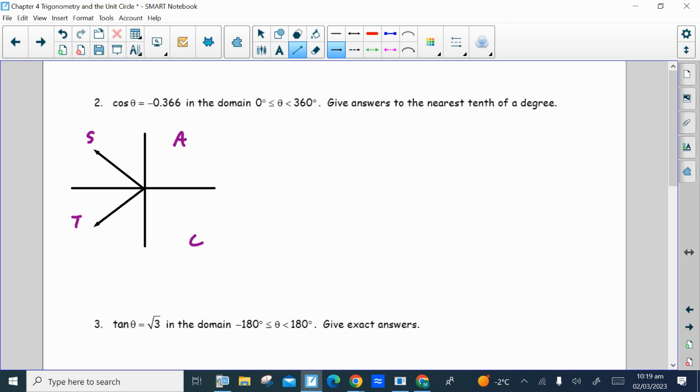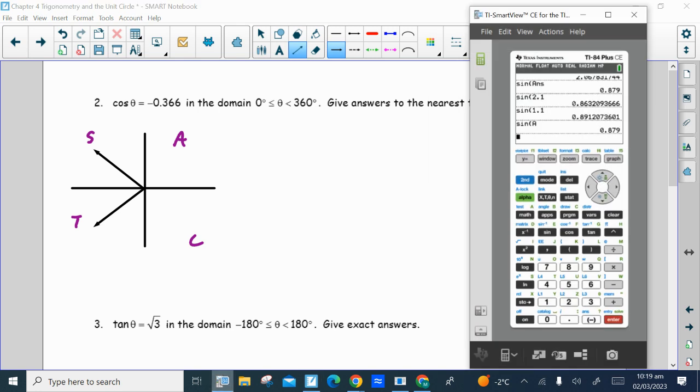And our reference angle will be the same. No matter whether you're in quadrant 2 or quadrant 3, the reference angle will be the same. To find out what that is, we have to be in degree mode. And then we will go second function cosine of just positive 0.366.